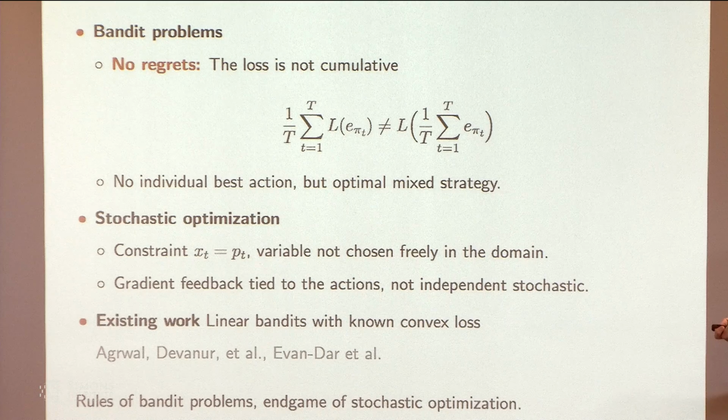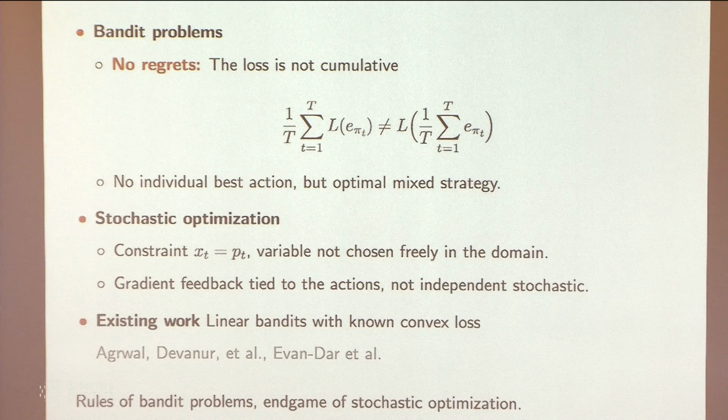Well, it's different because you can't choose a new variable xt at each round. It's linked to all your actions before that. This is this vector pt of proportions of each action, and it cannot be chosen freely in your domain. And the gradient feedback that you're getting is also tied to these actions. It's not independent stochastic. So really, you have a lot of constraints on this stochastic optimization problem.